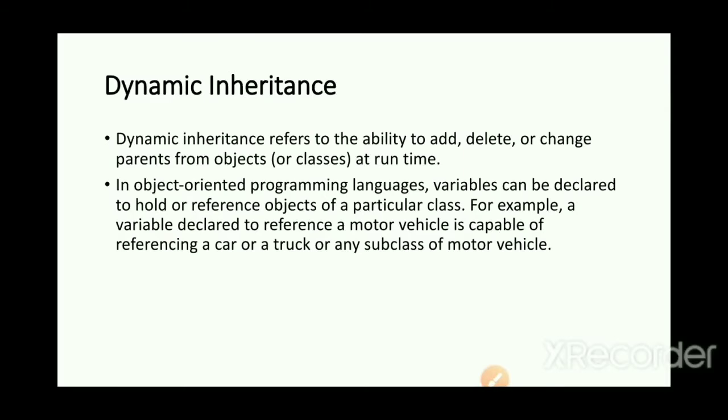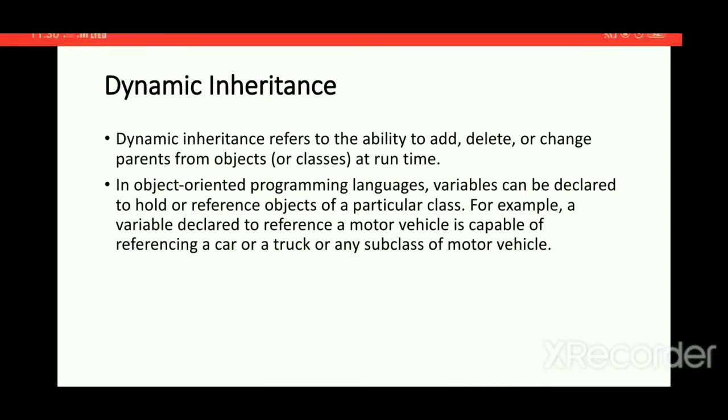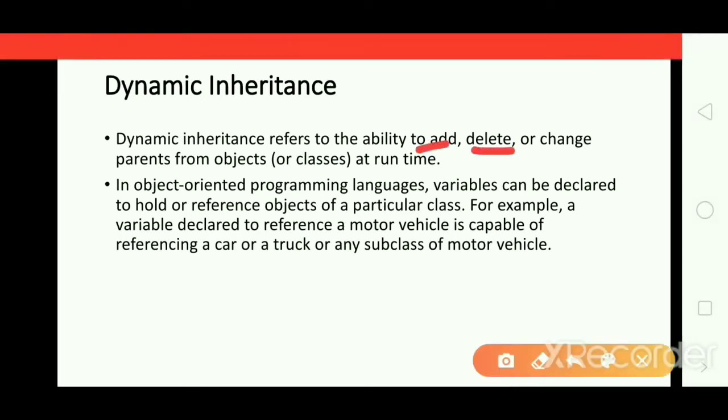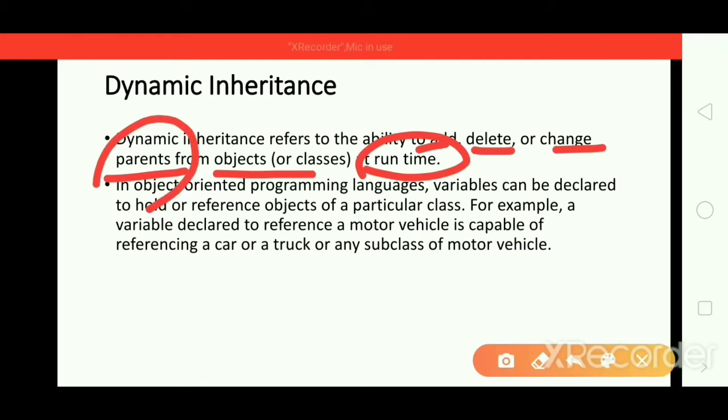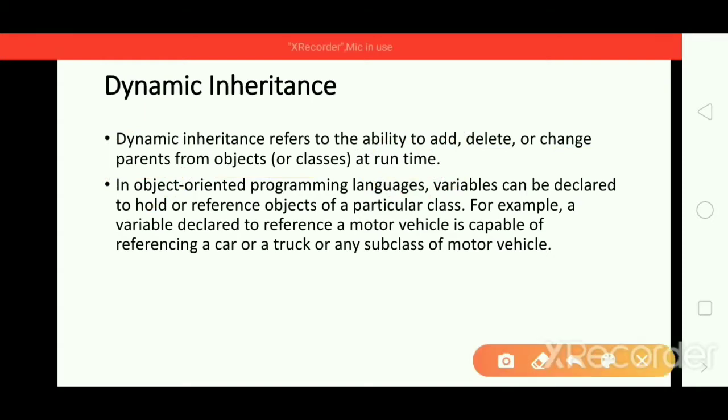Dynamic inheritance. Dynamic inheritance refers to the ability to add, delete, or change parents of objects or classes at runtime. See guys, you can change the objects. Those are parent class features you can change at runtime. This is dynamic inheritance, so that change affects the subclasses at runtime.